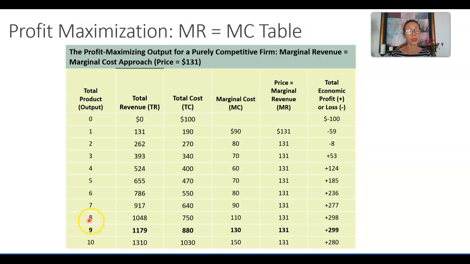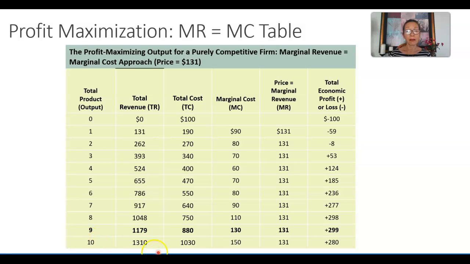So I'm going to go down here to unit number 8. At unit number 8, the cost for unit number 8 is $110. The revenue we get from unit number 8 is $131. So yes, definitely, we want to produce this because we can still get some money off of this production. Unit number 9, marginal cost, the cost to produce that last unit, $130. The revenue from that last unit, $131. So we're still getting $1 of revenue, so we're going to produce it.